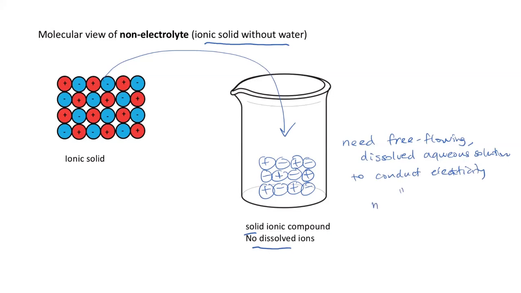And so these ions will not conduct electricity. Why not? Because they're all still stuck together. And you'll see an example of this. If they're still stuck together, they're not free-flowing. That's not going to conduct electricity, and so you see no light. And this is another example of a non-electrolyte.